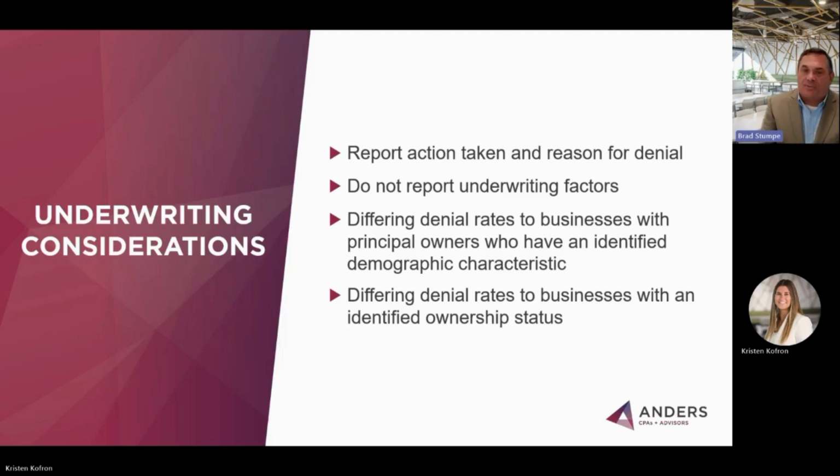So from an underwriting perspective, it's mainly going to be comparing denial rates to businesses that have a different ownership status or principals with differing demographic characteristics. And this is always the headline statistics we see with HMDA data. This group had a denial rate of X versus another group with a denial rate of Y. The difficult part with 1071 will be that commercial loans as a whole are not nearly so standardized or homogeneous as your typical home loans.